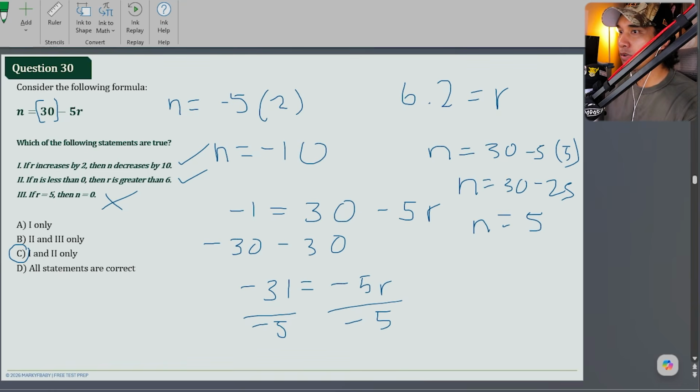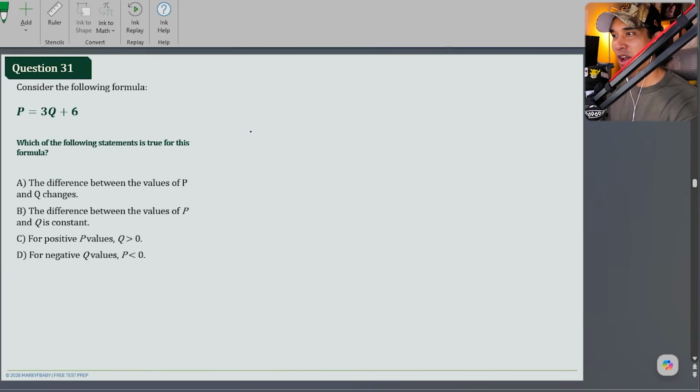Okay, moving on. Question 31. Consider the following formula. P equals 3Q plus 6. Which of the following statements is true for this formula? The difference between the values of P and Q changes. So let's go ahead and do this. So we're trying to find this right here. So this is what we would use, P minus Q. And all we're going to do is substitute this P for 3Q plus 6.